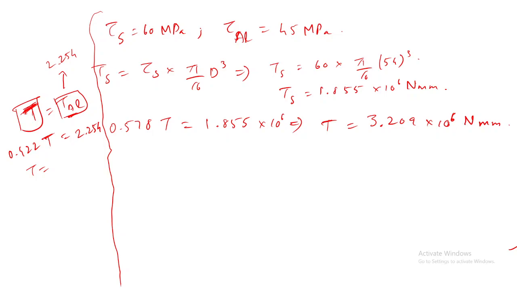2.254 divided by 0.422 gives 5.341. But this exceeds the permissible stress of steel. So you have to proceed the other way. Then this is violating, this is above 60 megapascal, right, when you are substituting this value? Yes, sir.